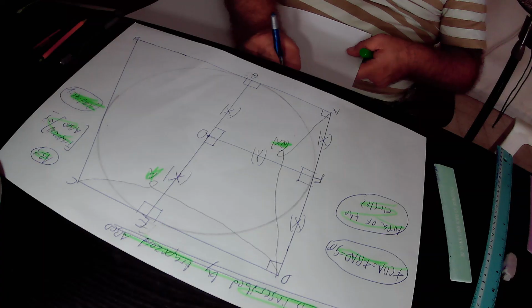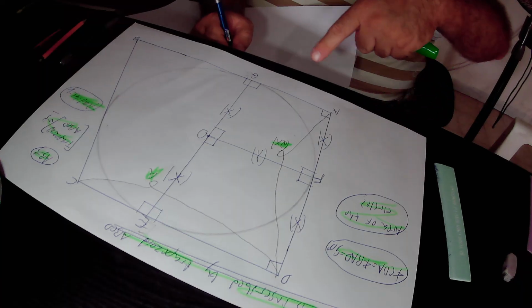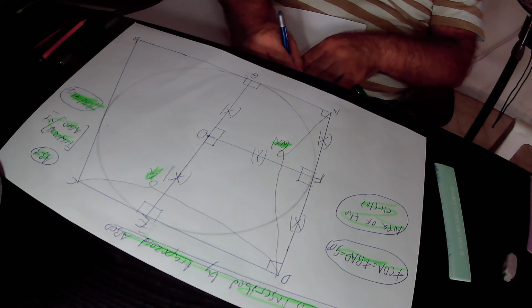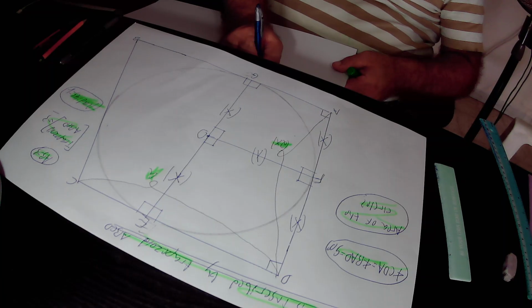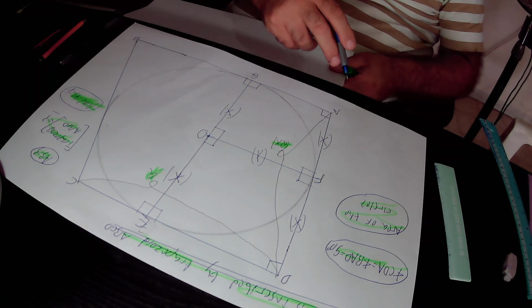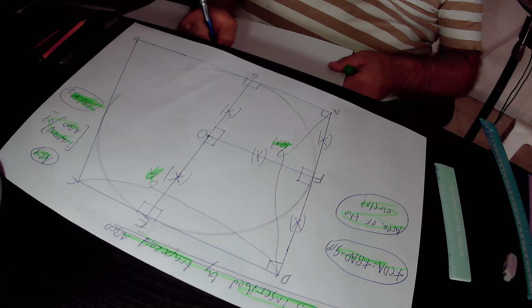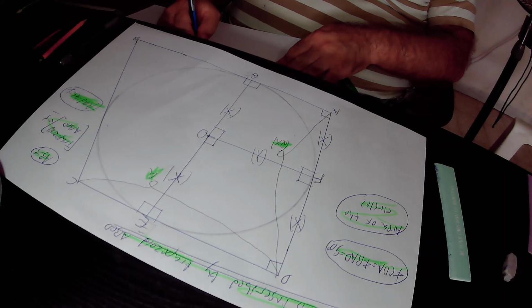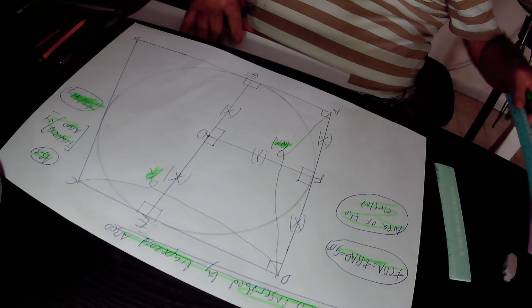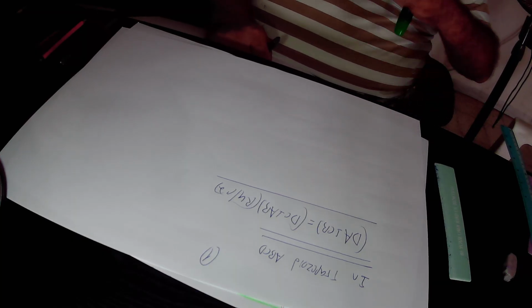So in trapezoid ABCD, DA plus the opposite side CB is equal to DC plus the opposite side AB. So according to rule 2. And again, we already proved that in trapezoid ABCD, DA plus CB equals DC plus AB. Actually, it is true in any trapezoid.